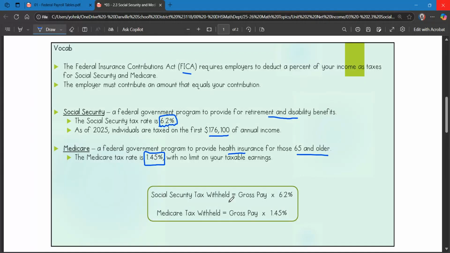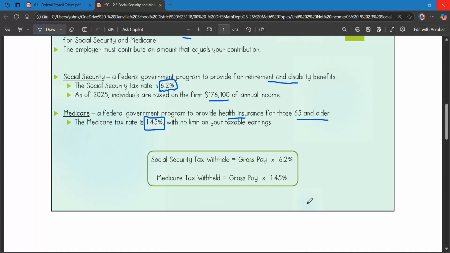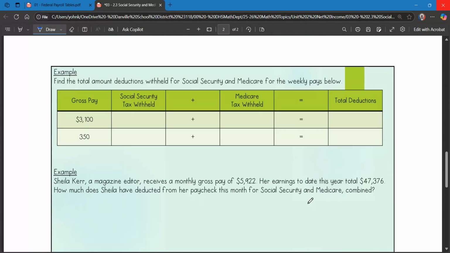So to calculate the taxes withheld for Social Security and Medicare, all you've got to remember is you're going to take your gross pay, that's how much you earn before taxes, and multiply by the particular percentages. Social Security goes with 6.2%. S for Social Security, S for 6.2, and Medicare goes with 1.45. All right, let's see how we put these problems into action.